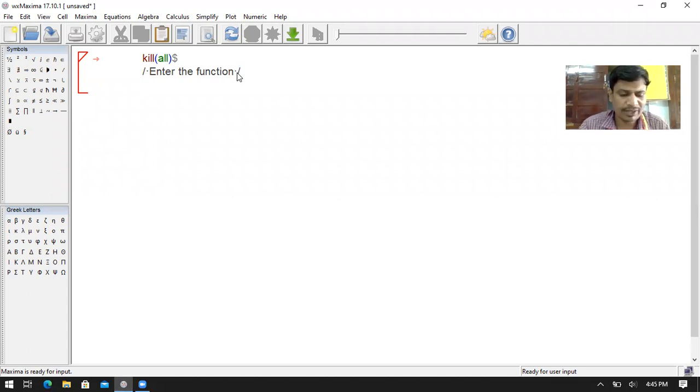After that, the function means f of x, that is a small f bracket x. You remember this, this is important. Write f of x, colon, equal to. Don't write f of x directly equal to; after the colon, then equal to. What is that? That is percentage e to the power of minus 4x.